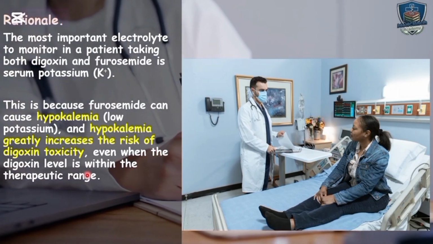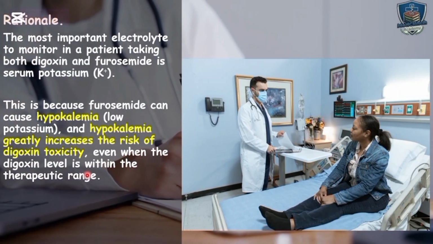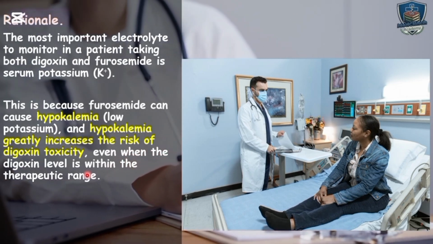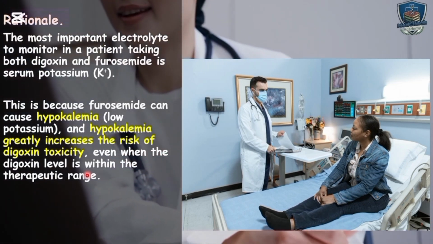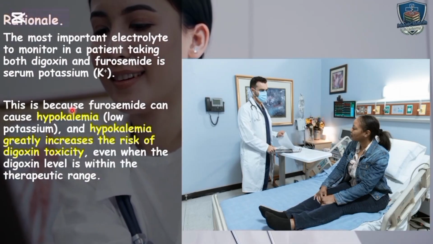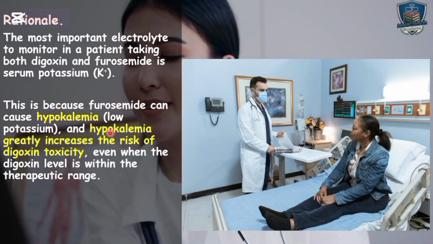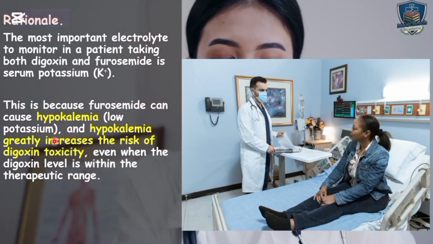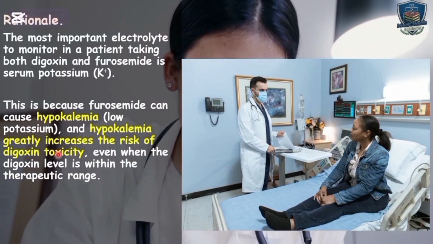So you have to know one thing, that hypokalemia tends to promote digoxin toxicity. And how does that happen? We all know that we always have the sodium potassium ATPase pump, and digoxin tends to bind on that pump.